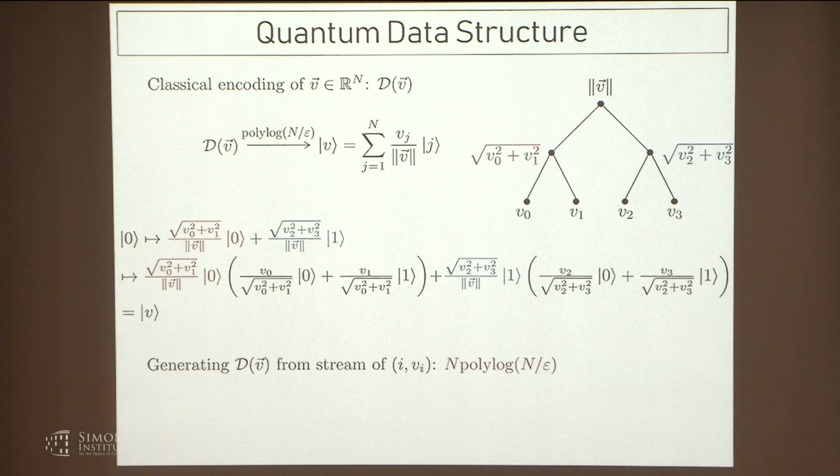But if you imagine that you have some stream of values v_i, not necessarily in any particular order, you can insert each of them into this data structure in polylog time. And so you can initialize this data structure from a stream of data in time that's like n polylog. However, once you already have the data structure, if you want to use it to generate this vector, that's just going to take polylog time.